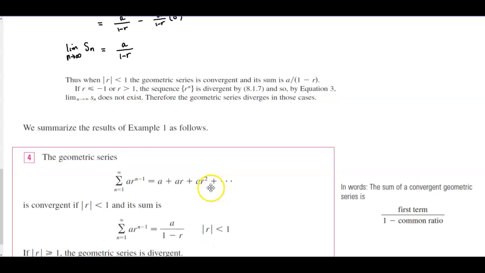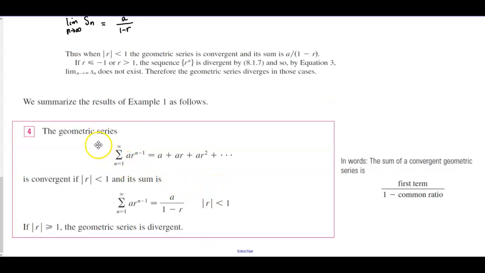And so we're going to summarize the results of example 1. The geometric series of ar to the n minus 1 as n goes from 1 to infinity is convergent if the absolute value of r is less than 1, and its sum is equal to a divided by 1 minus r. And if the absolute value of r is greater than or equal to 1, then the geometric series is divergent. So in words, we can say that the sum of a convergent geometric series is taking the first term, dividing it by 1 minus the common ratio.